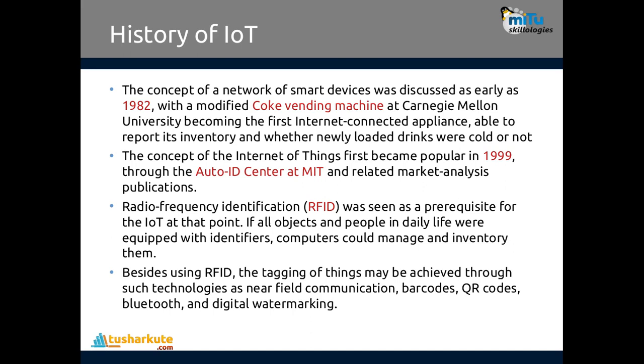Besides RFID, the tagging of things may be achieved through technologies like NFC (near field communication), barcodes or QR codes, Bluetooth, and digital watermarking. There are many ways by which we communicate this, and that communication will be taken through these network areas, with controlling communication and analyzing collections. All these operations will be done easily with the help of an IoT application design.